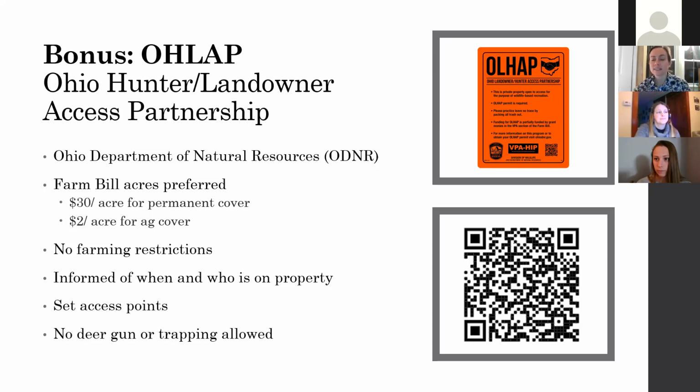And you can set the access point as well. If you don't want people coming down your drive, but you have a back farm gate that people can park at and walk in from, you tell the DNR that information. They're going to mark that access point on the map, and the hunters will know that's where they go into the property. There is no deer gun hunting allowed and no trapping allowed. If you're interested in this program, you can Google it, or scan the QR code there, and that will take you to the information page for the program.